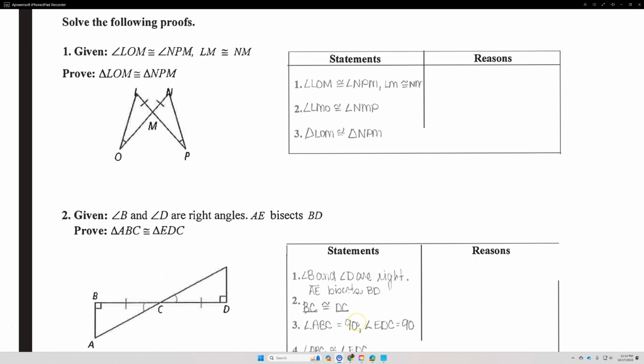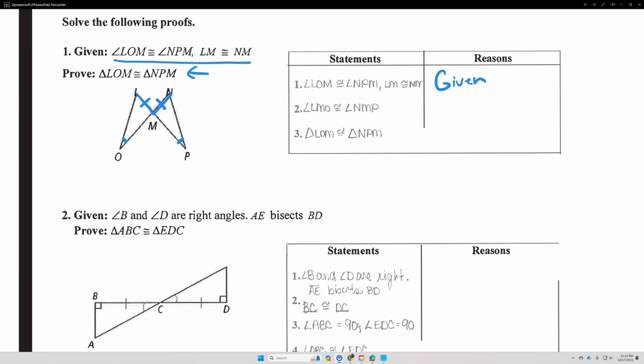We are going to do some proofs. We're given information. This is the information that's given. I'm going to go ahead and do the markings. Angle LOM, which is this angle, is congruent to this angle that's given. And segment LN is congruent to segment NM. So the first statement is given, and the goal is to prove that those two triangles are congruent.